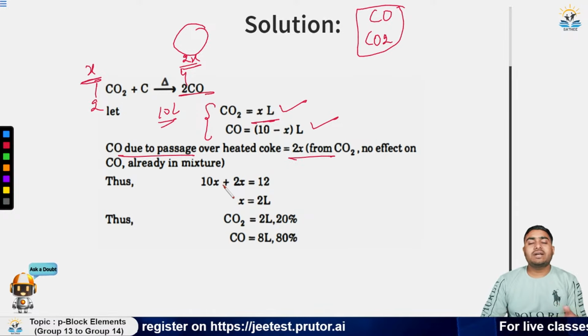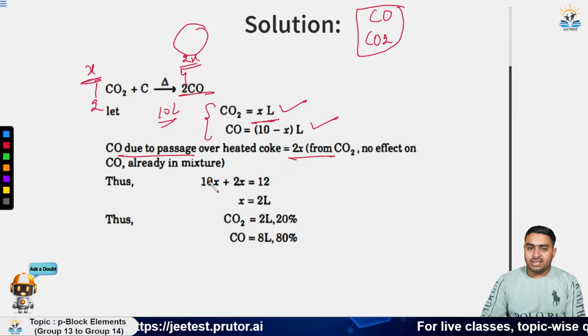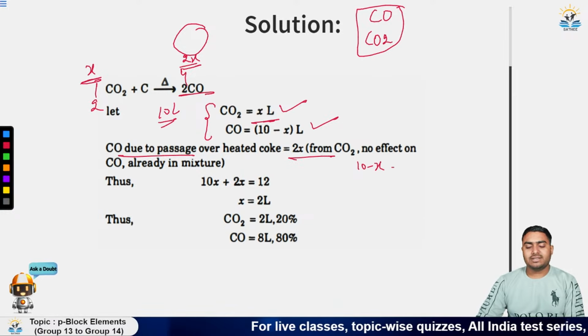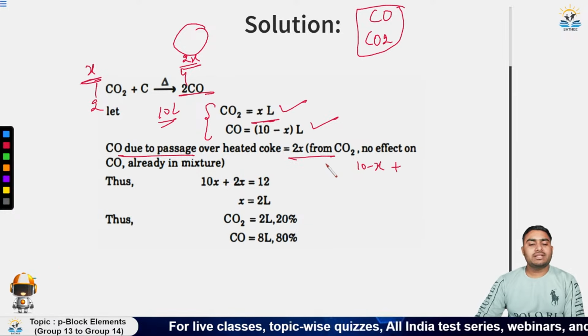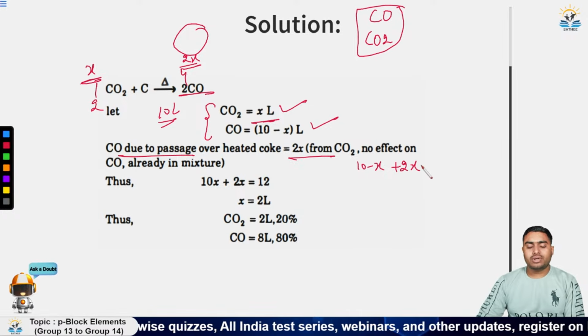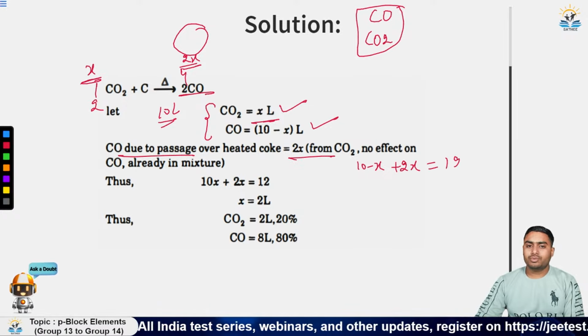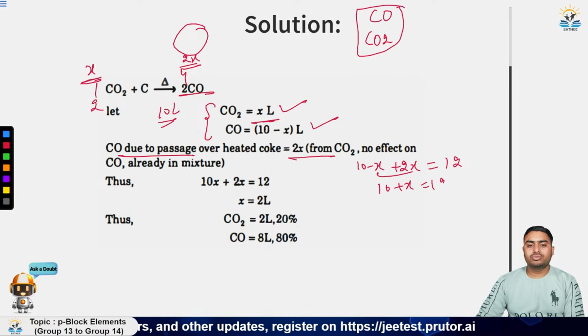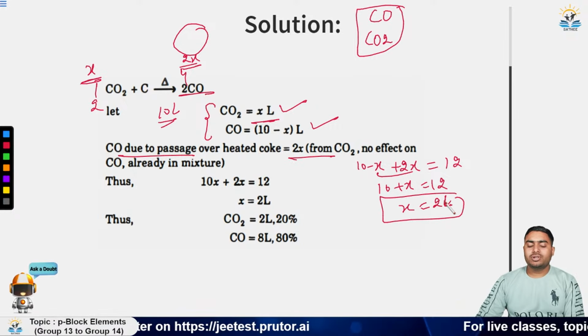So what is the final volume of CO? You can see CO already is 10 minus x, plus what will be the next point, that is 2x. So 10 minus x plus 2x will equal 12. So it becomes 10 plus x equal to 12. So x comes out to be 2 liter.